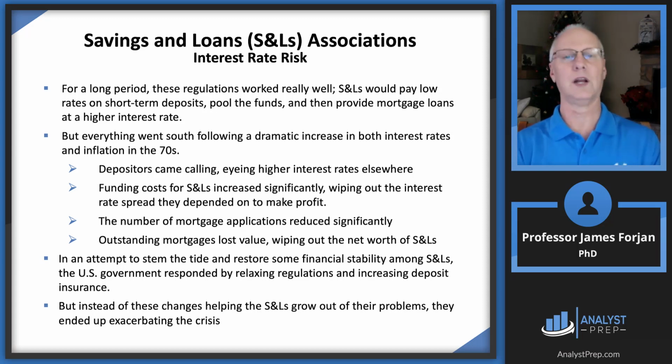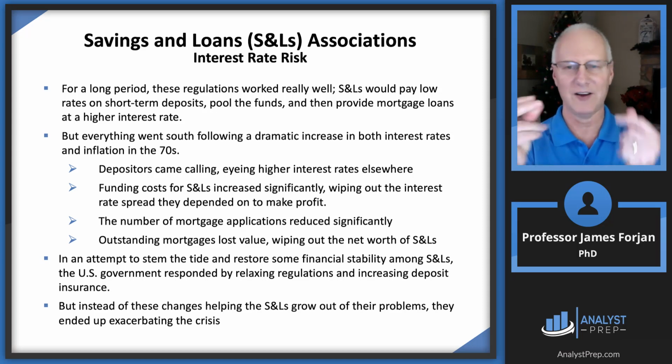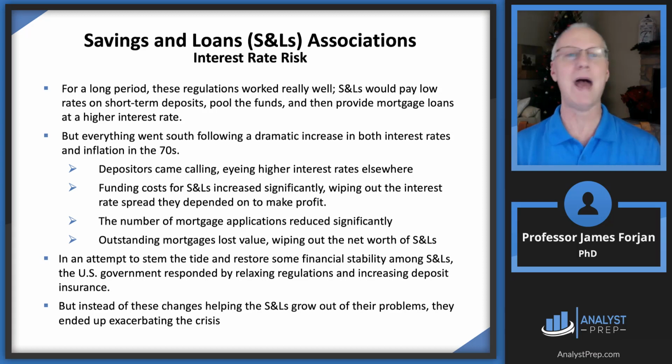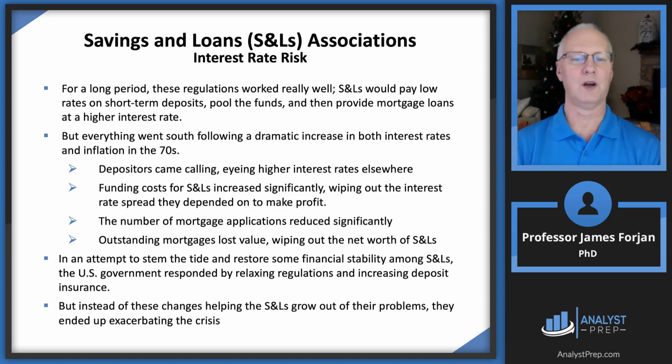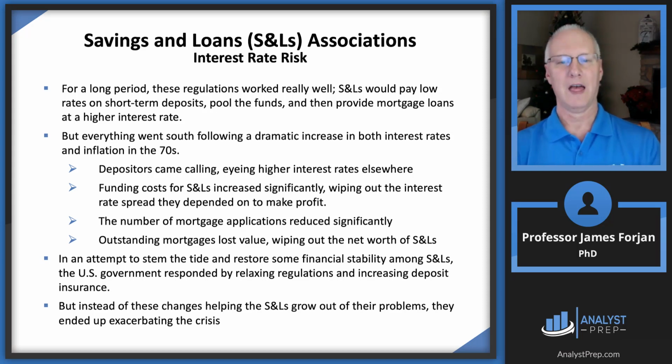They said something like, look, we're going to compound interest every instant, every instant of every day. Imagine. I mean, they made it sound like you would have $100 today and you'd have $1 million by the end of the week. And of course, that's not true. The maximum compounding continuously is that $100 can grow into about $110.51 or $110.52, depending on how you round. I trust that you guys can do that in your calculator. But look at that bottom bullet point. Instead of these changes helping the S&Ls grow out of their problems, they ended up making it worse. There's a good word, exacerbating.